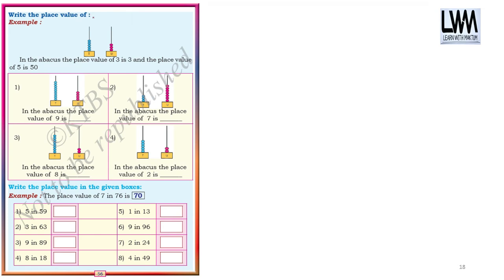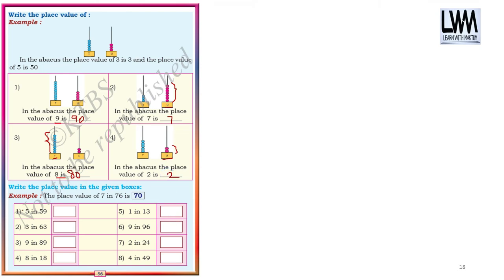Write the place value of, so we have tried the place value of 9 here. So place value of 9 will be 90, right? Then on the abacus, the place value of 7. So 7, here you can see 7 beads. So place value will be 7 because it is in units place, right? Now 8 they are asking. So 8 beads you can see here and those beads are at tens place. So place value will be 80, right? And now 2 beads you can see on units place and the place value will be 2.